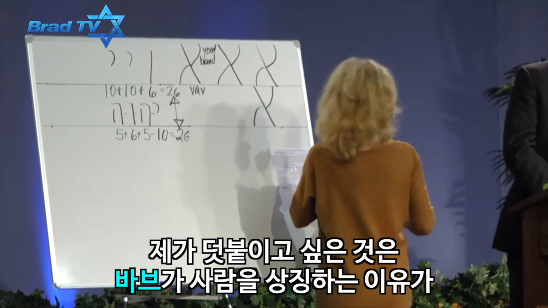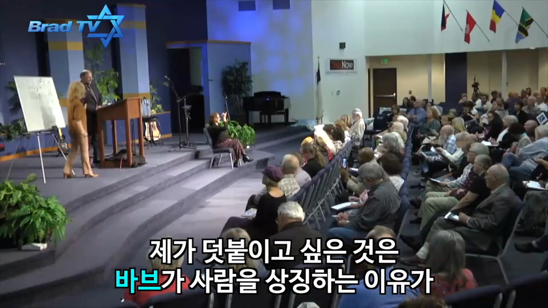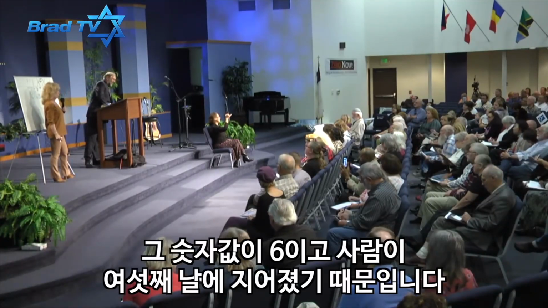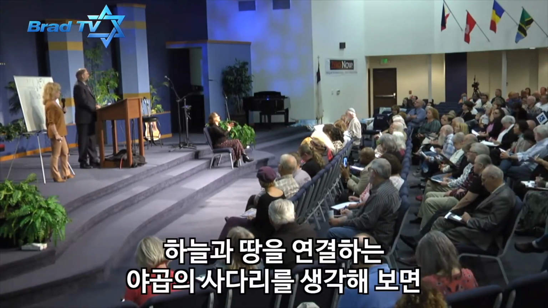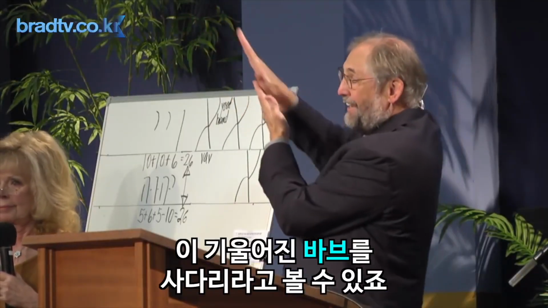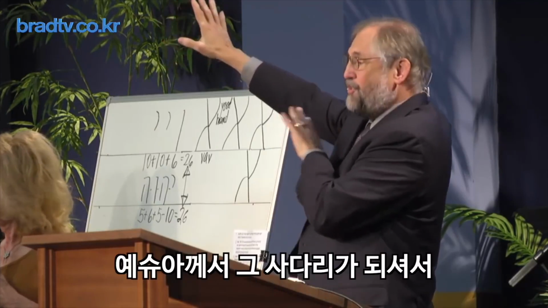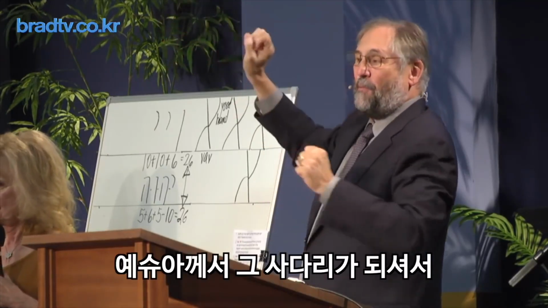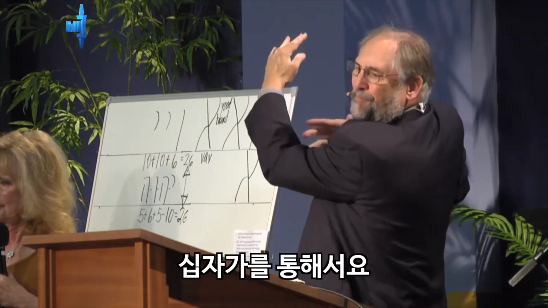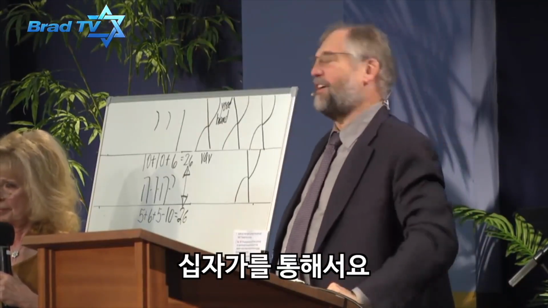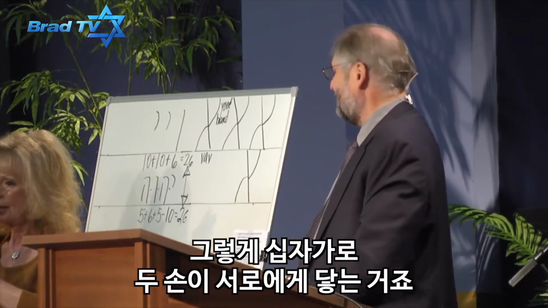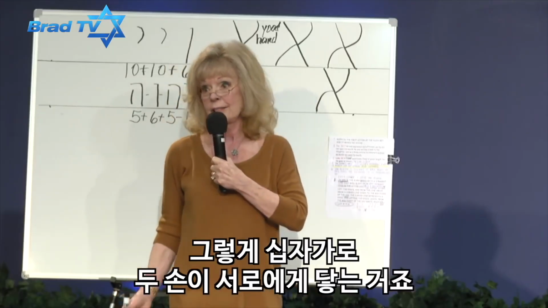And then I'll add this. The reason why the Vav represents man is because the Vav is the sixth letter. Man was created on the sixth day. Yes. And when you think of Jacob's ladder connecting heaven and earth, think of that slanted ladder as the Vav. Yeshua is that ladder where God is reaching down to man. It is only through the cross as we reach up, that letter Vav, that we can reach God. Yeah, that's the two hands reaching to each other, connected by the cross.